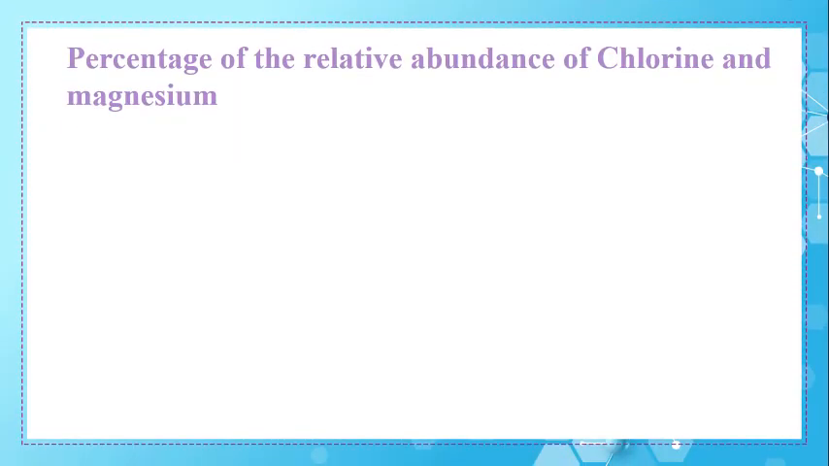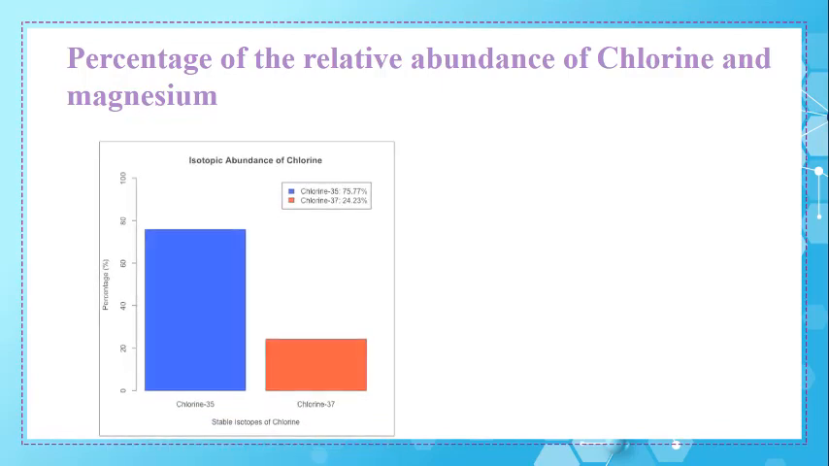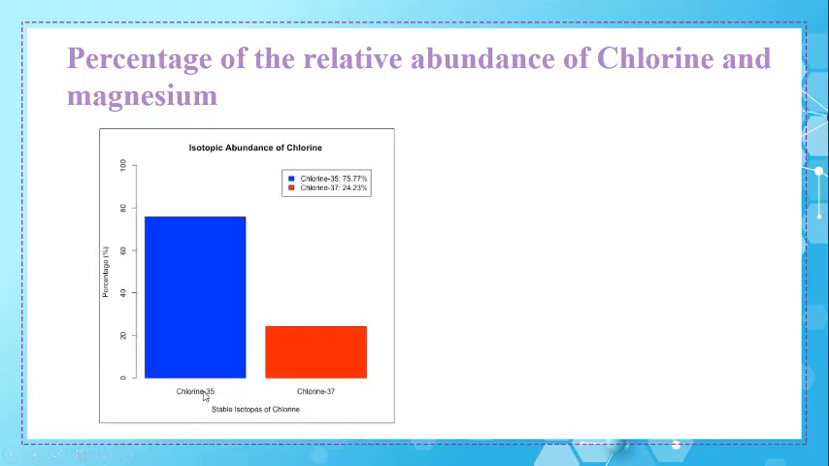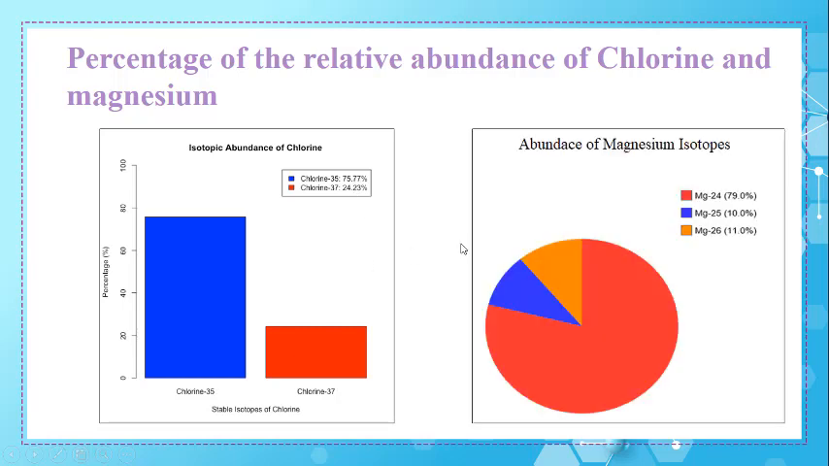Percentage of relative abundance of chlorine and magnesium. Chlorine has two isotopes, Cl35 of percentage 75.77%, while chlorine 37 has a percentage of 24.23%. The sum of the percentages is 100. While magnesium has three isotopes, Mg24 of percentage 79%, Mg25 of percentage 10%, and Mg26 of percentage 11%.